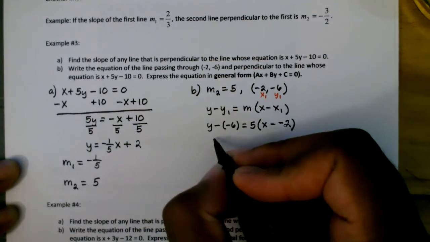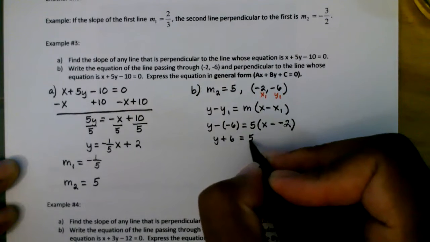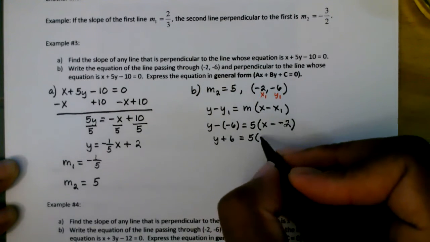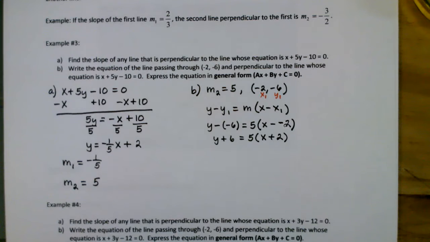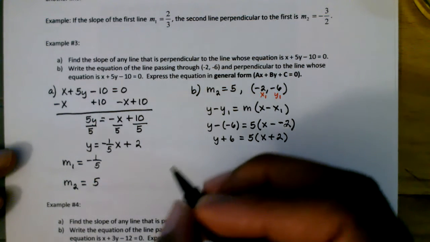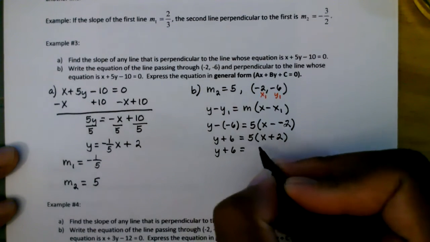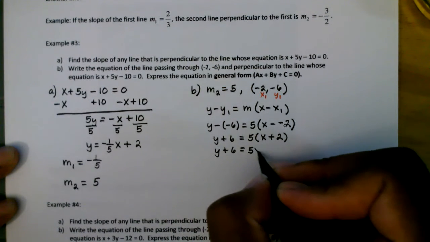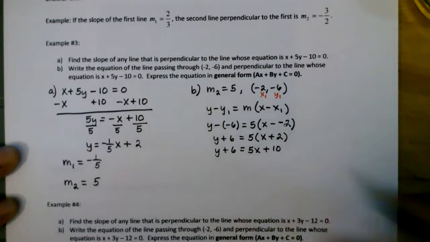Now let's simplify this a bit. y minus the -6 will be y plus 6 is equal to 5 times the quantity x minus a -2, which will be x plus 2. Now remove the parentheses on the right side. Here's what we'll have: y plus 6 is equal to 5 times x, or 5x, plus 5 times 2, which is 10.